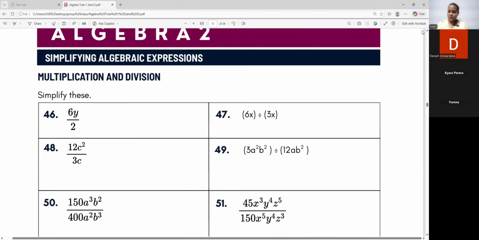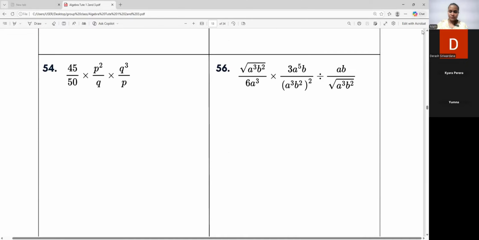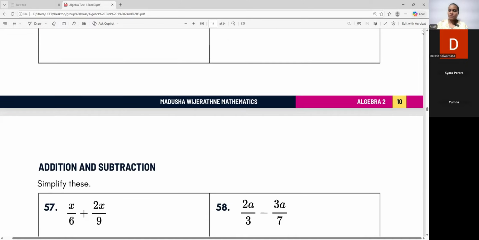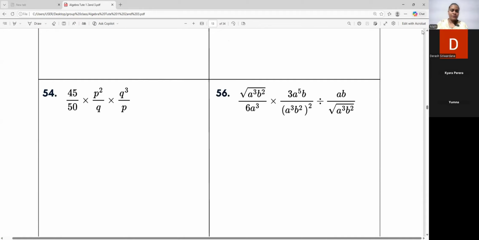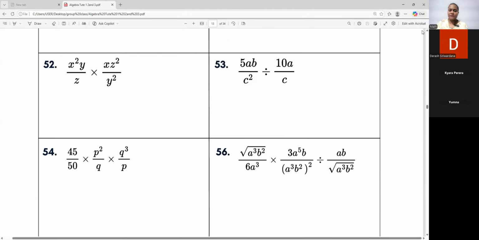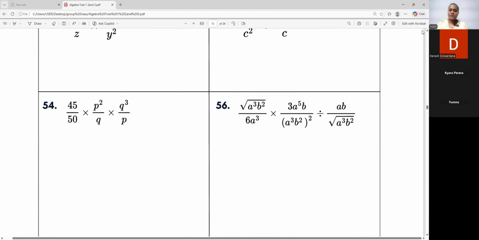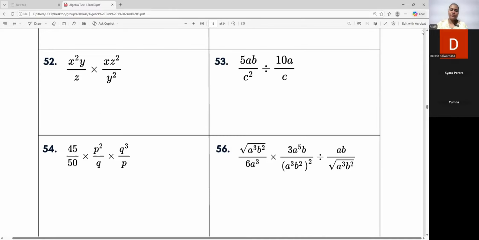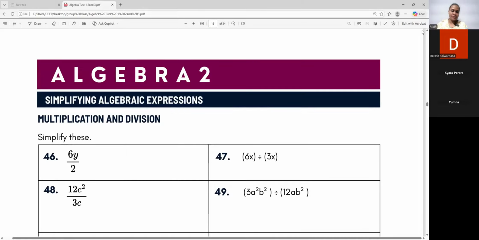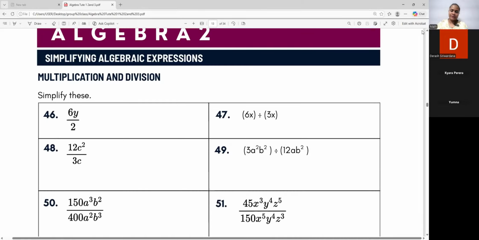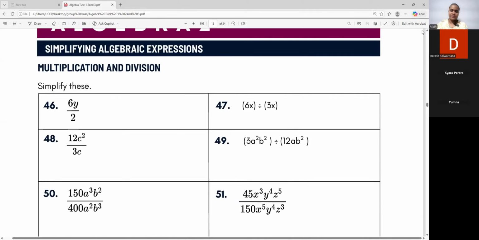Now, 46 to 56. All are multiplication and divisions. Here also, if there are multiplication and division in the same question, we need to go from left to right as it appears. No need to go with BIDMAS or BODMAS. If there are additions and multiplications together, then follow the BIDMAS or BODMAS order of operations. Now come to this page, simplifying algebraic expressions, multiplication and division.